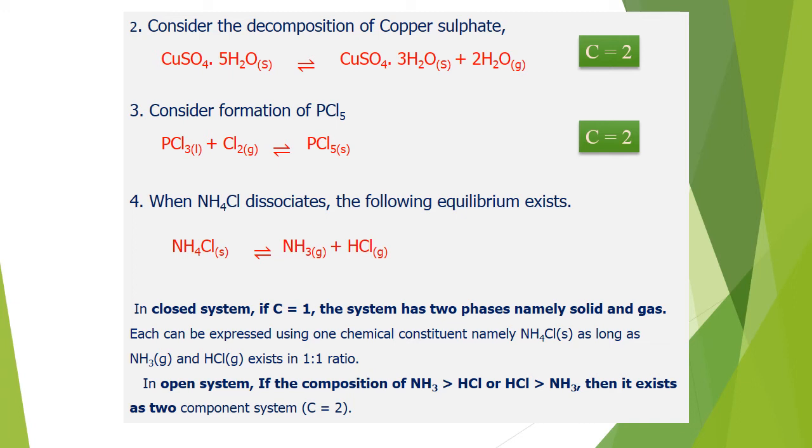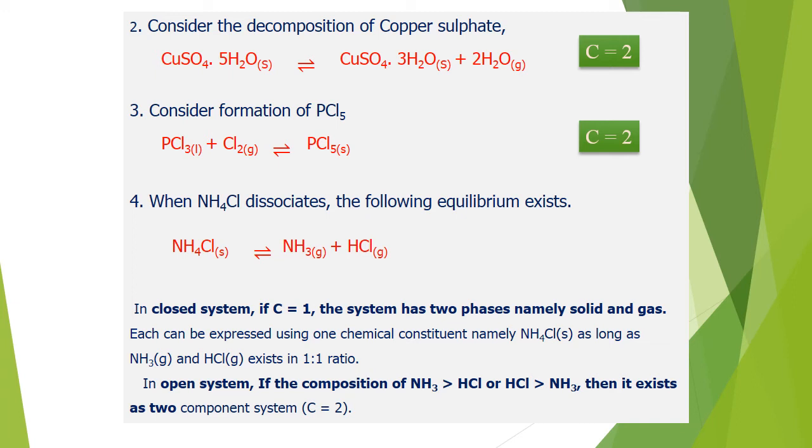Ammonium chloride dissociation: solid ammonium chloride dissociates to form ammonia gas and HCl gas. Now how many components? Generally, in dissociation or decomposition processes we reduce by 1, right? So here we have 3 components. So 1 is reduced, and it turns out to be 2 components. With any of the 2 I can define all the 3 components, right? So it is 2.